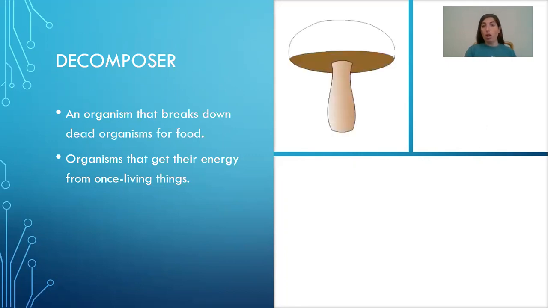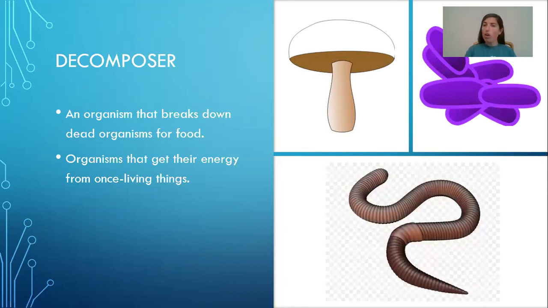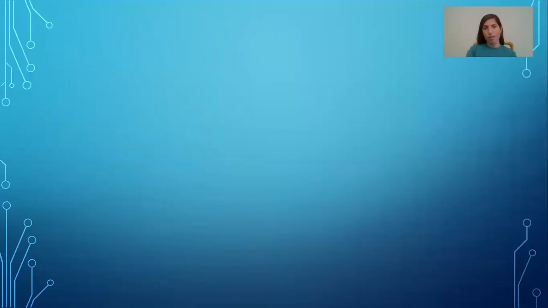So some examples are mushrooms, bacteria, and earthworms also do that. Those are also considered decomposers. So mushrooms, bacteria, earthworms all get their energy from once living things. So now we're going to look at a food chain.